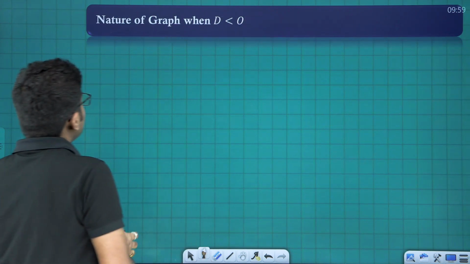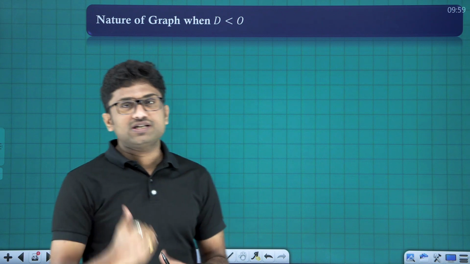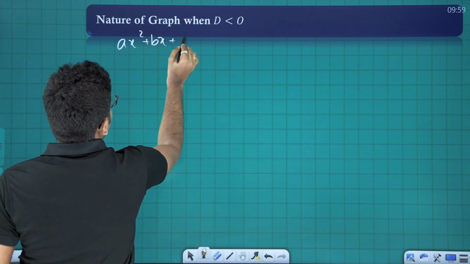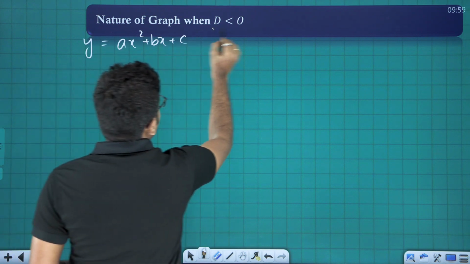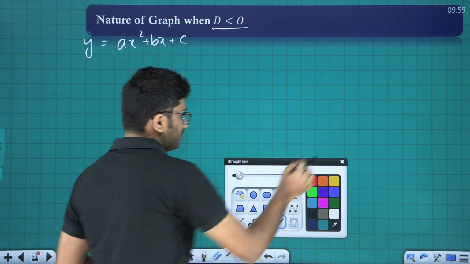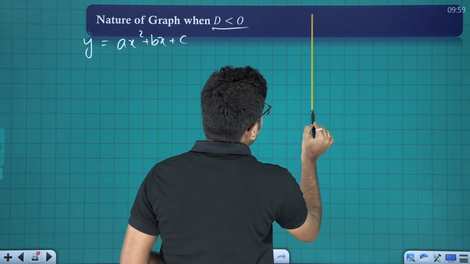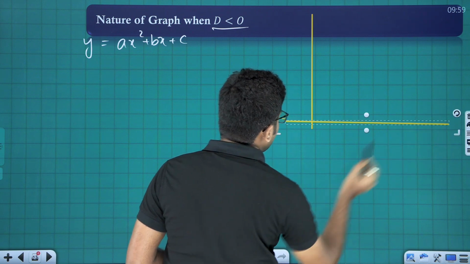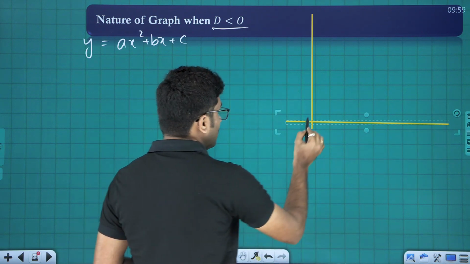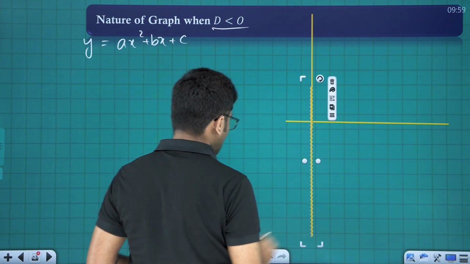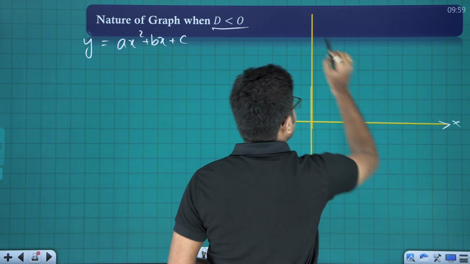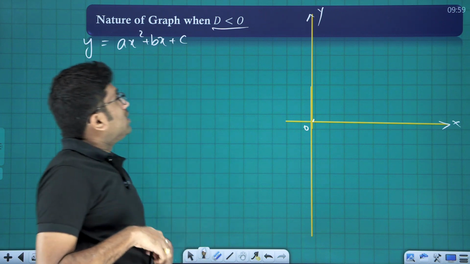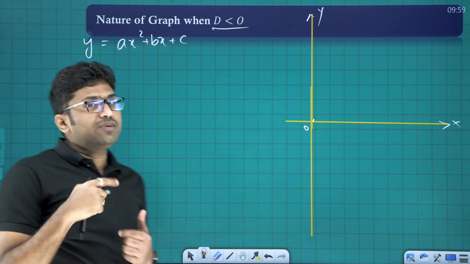Okay, next, friends, the nature of the graph when D is less than 0. Just now I have seen. If a quadratic expression ax square plus bx plus c has the discriminant less than 0, then the graph either lies completely above the x-axis or completely lies below the x-axis. Let's say this is the x-axis, y-axis, origin. Now, ax square plus bx plus c and the discriminant is less than 0.